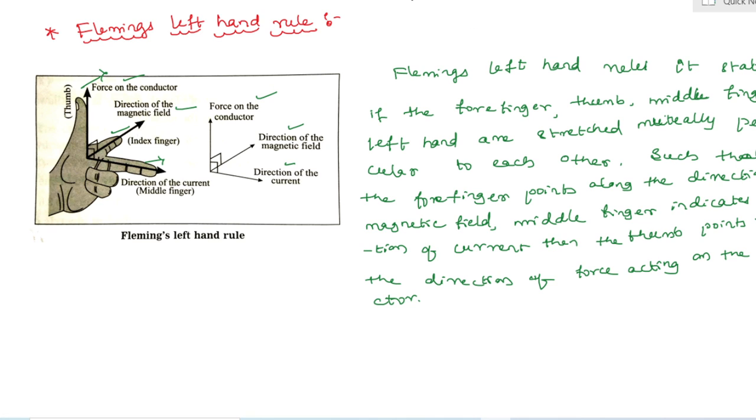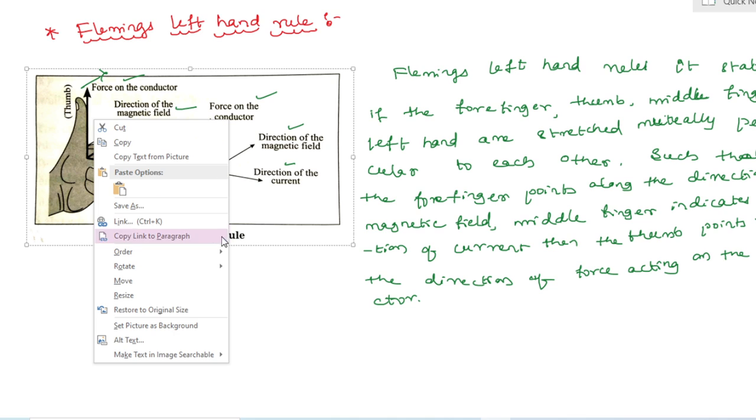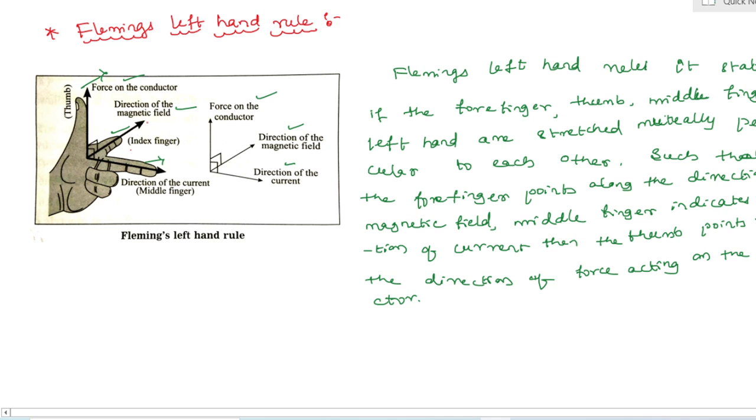Yes, my dear students, let us once again see here. Fleming's left hand thumb rule states that if a forefinger, middle finger and thumb are stretched mutually perpendicular to each other, the index or forefinger indicates the direction of magnetic field, the middle finger indicates direction of the current and the thumb indicates force on the conductor. This is Fleming's left hand thumb rule.